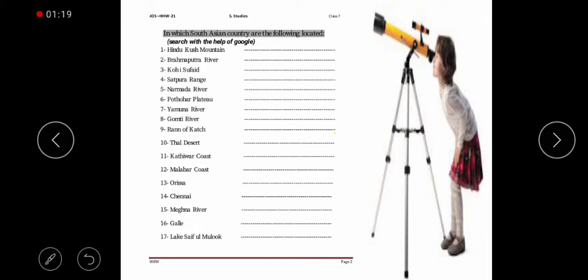Let us look at the first one, that is the Hindu Kush Mountains. When you write the Hindu Kush Mountain location on the Google taskbar, you will see that it is located near the borders of Afghanistan and Pakistan. So you can write the names of both the countries. Okay.